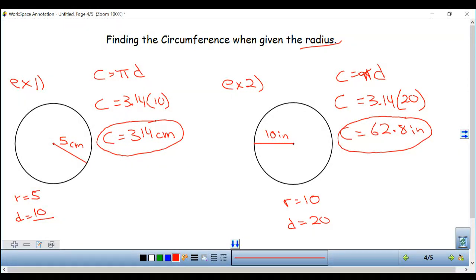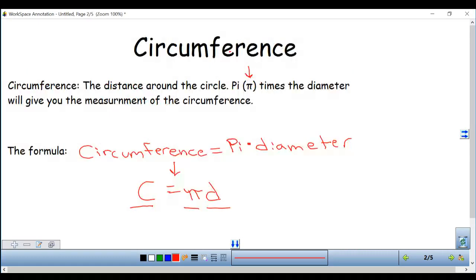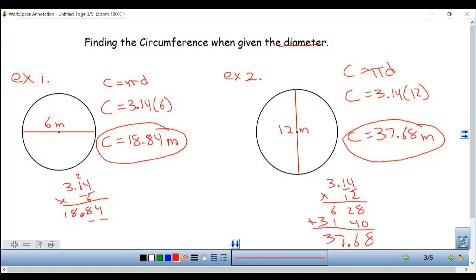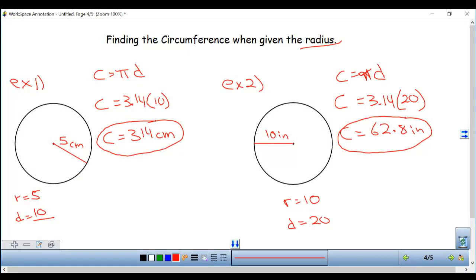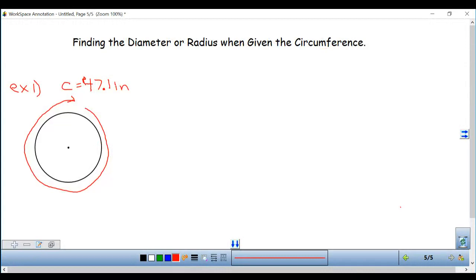So let's recap. Our formula, circumference equals pi times diameter. The second screen, the first two examples, how to find circumference when you're given the diameter. Perfect, easy. The next screen, how to find circumference when you're given the radius. One extra step. You have to double the radius to get the diameter. And our last one is really solving some formulas. How to find the diameter or the radius when you're given the circumference.